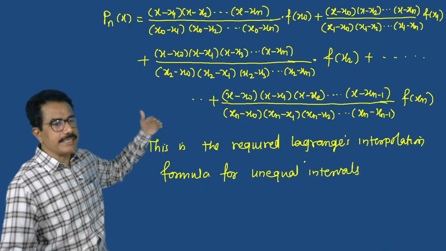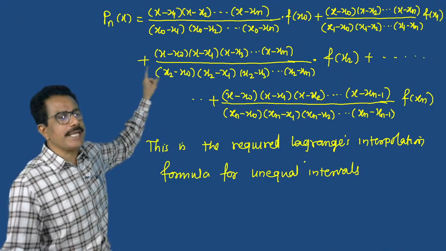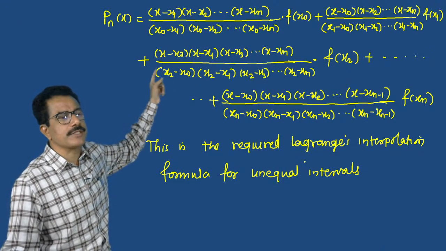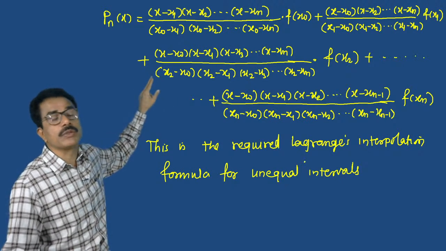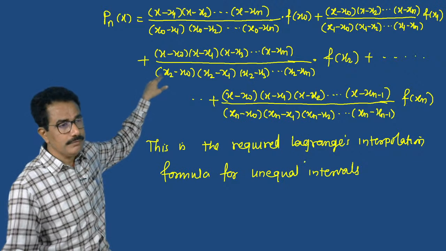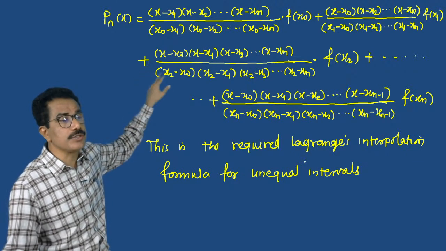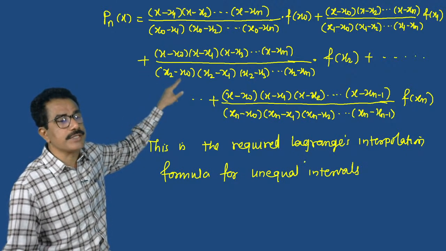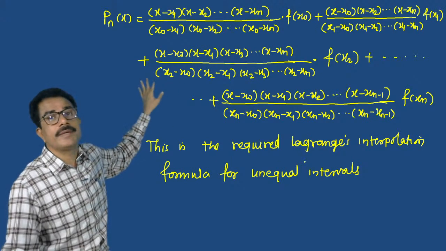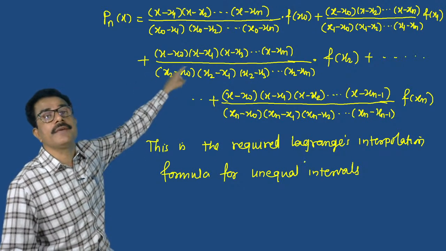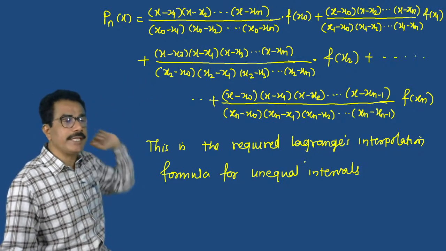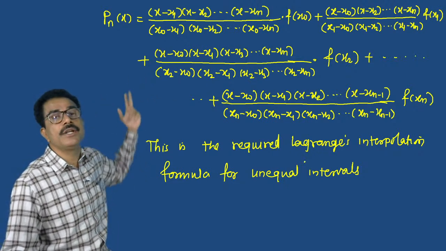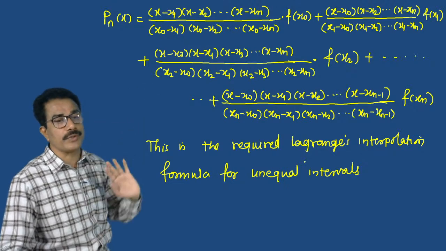आता फॉर्म्युला लिहित असताना न्यूमरेटर मध्ये x मायनस x1 x मायनस x2, म्हणजे x मायनस x0 येणार नाही. डिनॉमिनेटर मध्ये x0 मायनस x1 x0 मायनस x2 येतो, x0 मायनस x0 येत नाही, f ऑफ x0 आहे ना. x0 सोबत न्यूमरेटर मध्ये x मायनस x0 घ्यायचं नाही, डिनॉमिनेटर मध्ये x0 मायनस x0 घ्यायचं नाही.